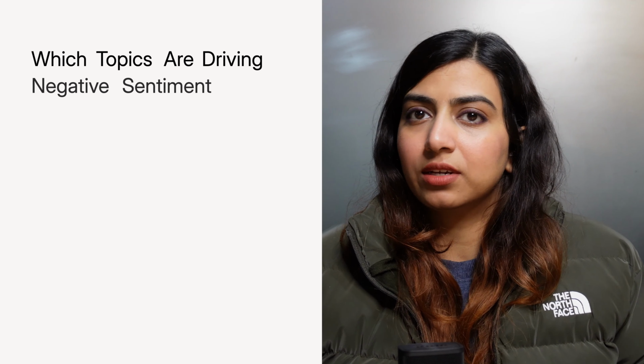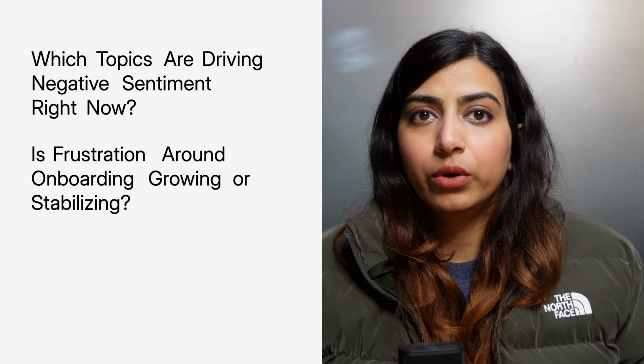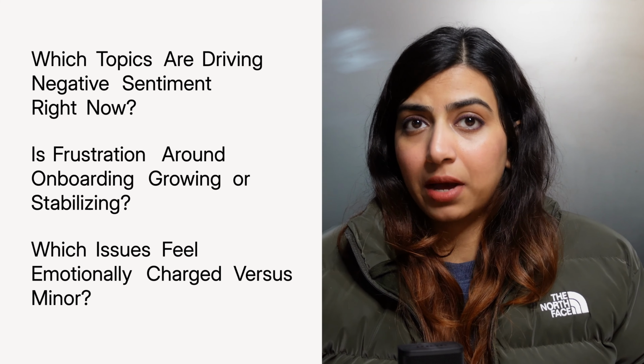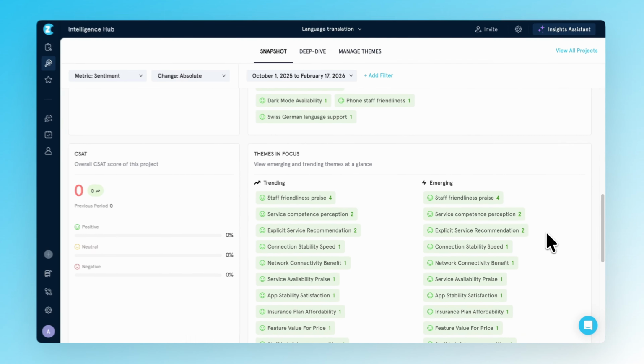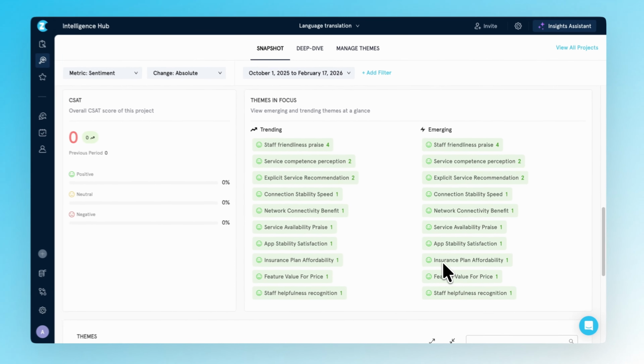This makes it very easy to answer which topics are driving negative sentiment right now. Is frustration around onboarding growing or stabilizing? Which issues feel emotionally charged versus minor? Zonka Feedback also highlights themes in focus, themes that are trending, and themes that are just starting to emerge. This is critical for sentiment analysis because emotional problems rarely explode overnight. They show up quietly first.